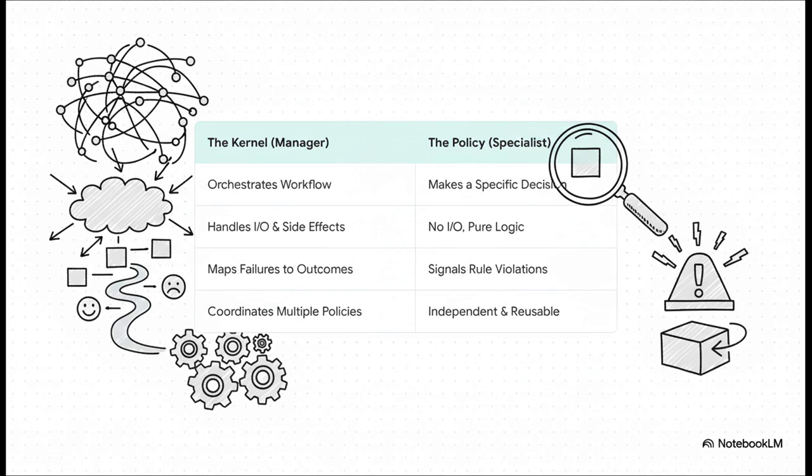On the left, you've got the kernel, the manager. It runs the workflow, handles all the messy I/O and side effects. And on the right, you have the policy, the specialist. It just makes one specific decision using pure logic, zero I/O. It signals when a rule is broken, and it stays totally independent and reusable. This separation right here is the real magic of this whole pattern.